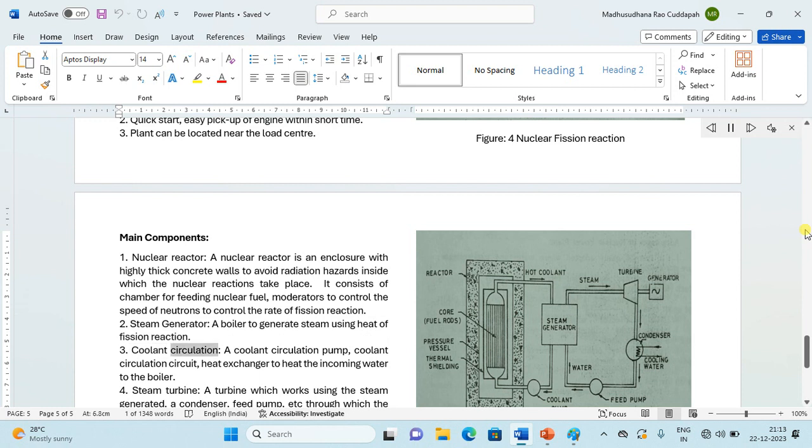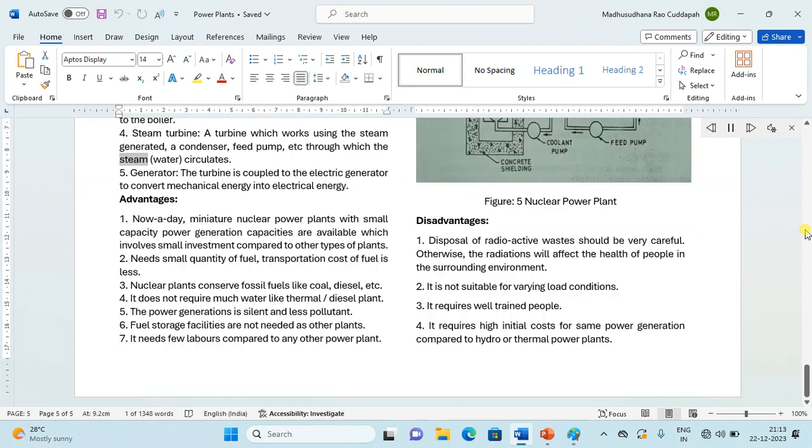3. Coolant circulation, a coolant circulation pump, coolant circulation circuit, heat exchanger to heat the incoming water to the boiler. 4. Steam turbine, a turbine which works using the steam generated, a condenser, feed pump, etc. through which the steam, water, circulates. 5. Generator, the turbine is coupled to the electric generator to convert mechanical energy into electrical energy.